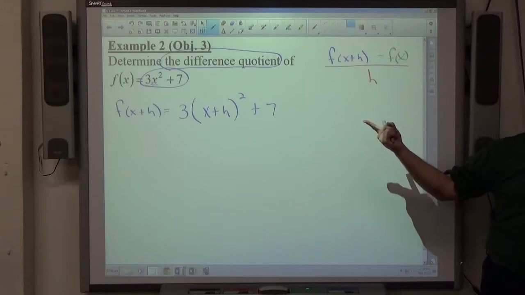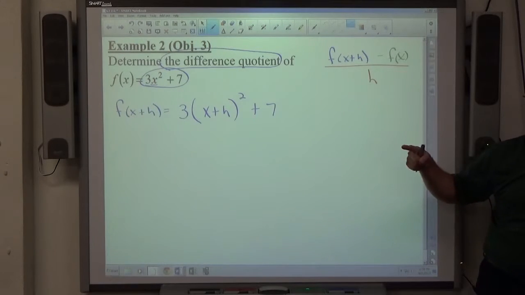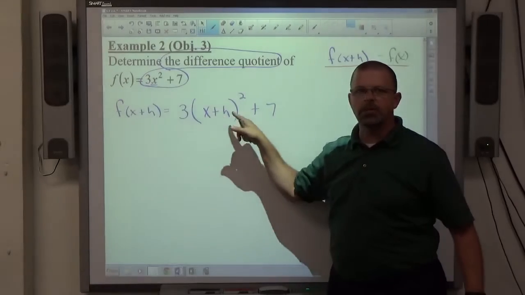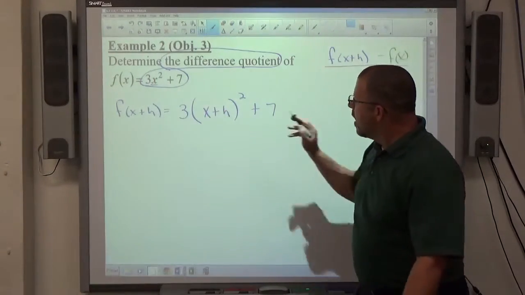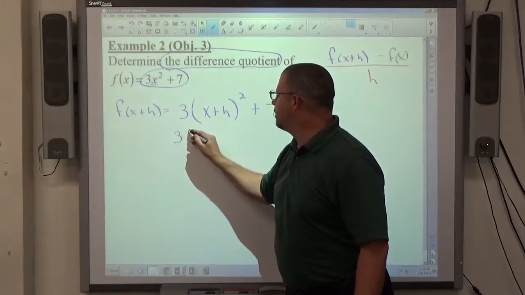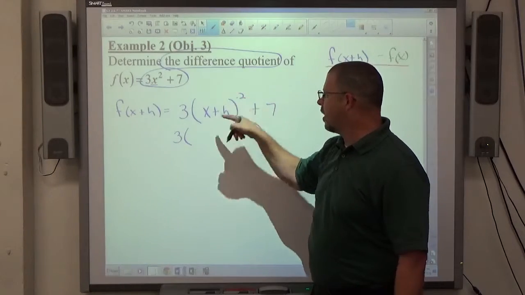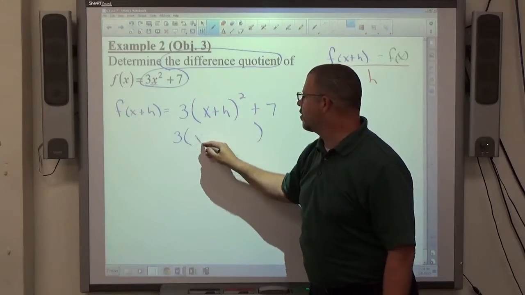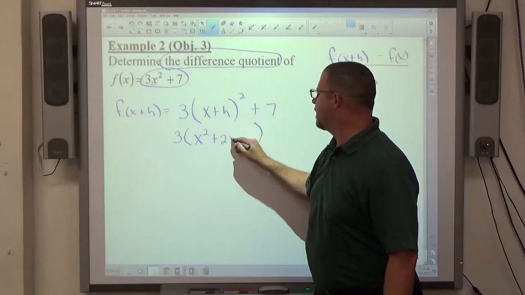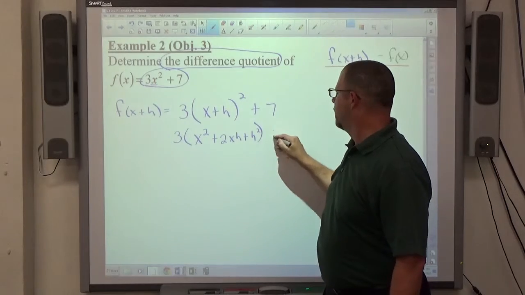I'm replacing one object x with multiple objects x plus h, so I have to put parentheses around my substitution. Whatever happens to x plus h. Continuing to simplify this, 3 times. Okay, you always want to square things before you multiply them. So x plus h squared is going to be x squared plus 2xh plus h squared.